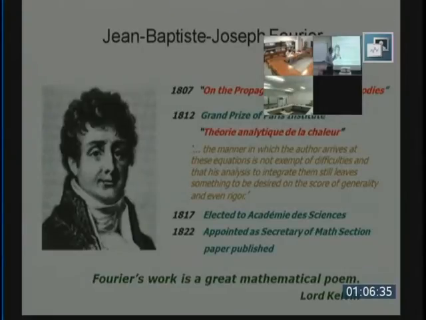And for that work, he was given the grand prize by the Paris Institute. After he got the prize, he wanted to publish the paper. The paper was rejected by Lagrange. Lagrange said that it still leaves something to be desired on the score of generality and even rigor. This is not rigorous. Their main objection is that Fourier claimed that Fourier transformation can be applied to a discontinuous function.